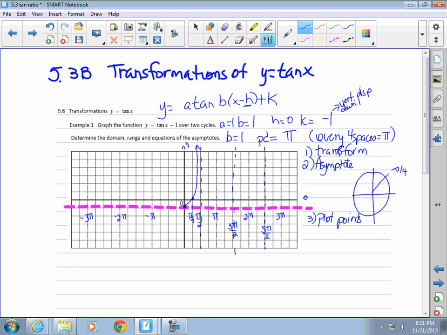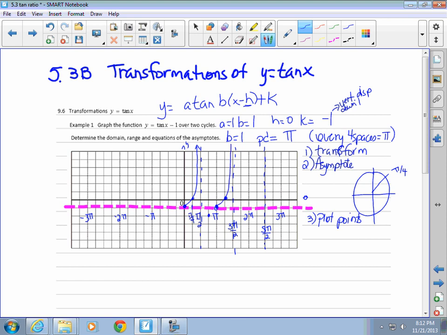My next 0 occurred at pi. Do you remember it was every multiple of pi was when we had a 0? So this one's going to be here. Halfway between my pi and my 3 pi over 2 is where I'm going to have that. So that's not 3 pi over 4, it'll be 5 pi over 4, which would be here. That's where I would have my 1. Halfway between pi over 2 and pi, which would be 3 pi over 4, that's where it would be the negative value.